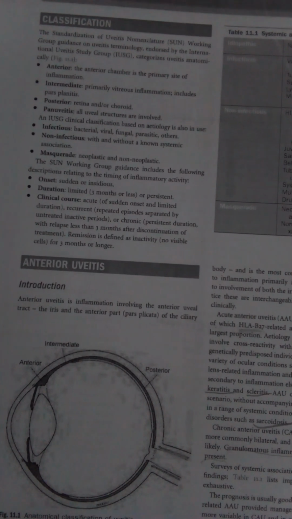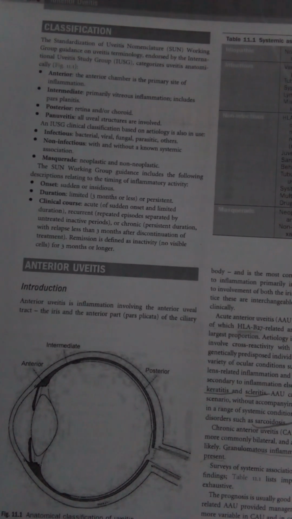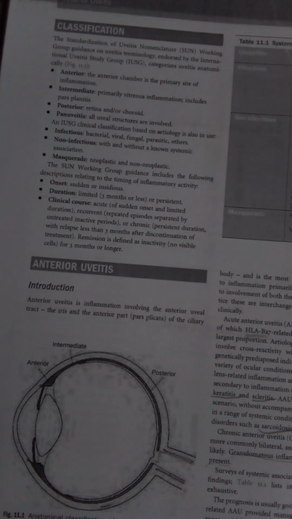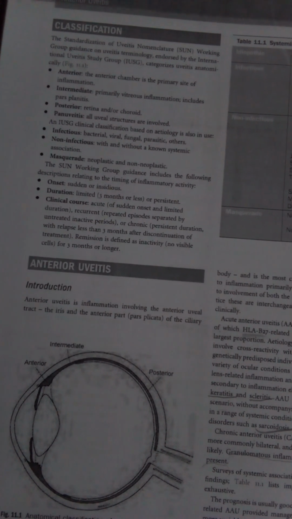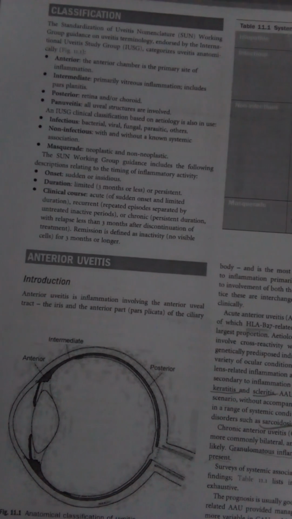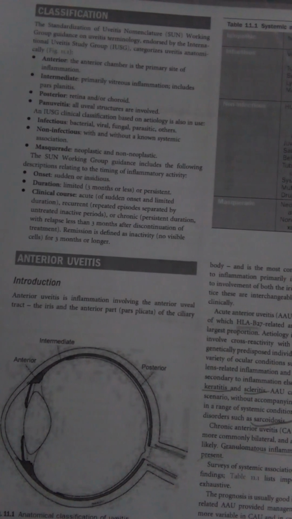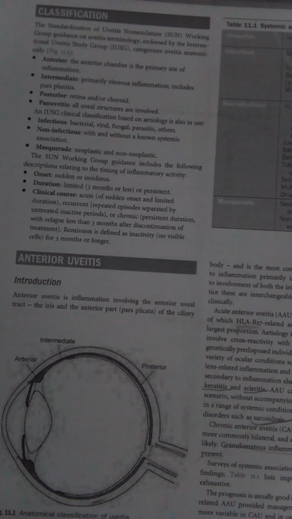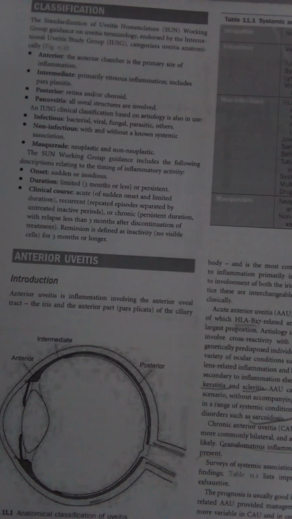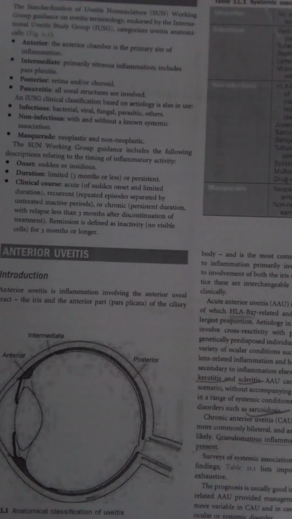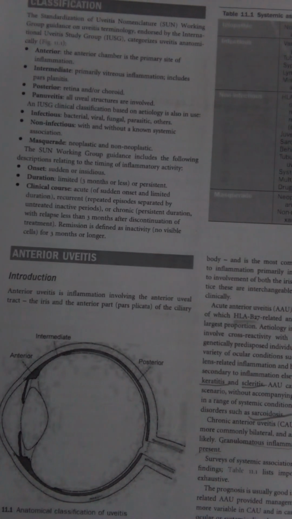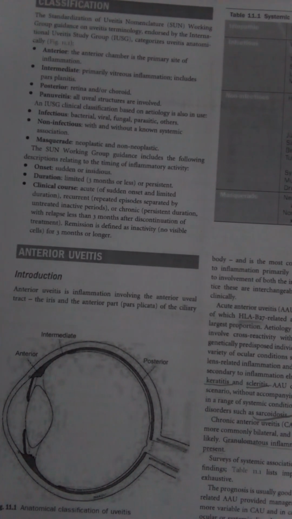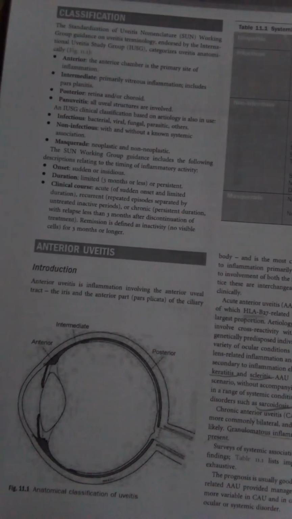The SUN Working Group guidance includes the following descriptions relating to the timing of inflammatory activity: onset, sudden or insidious; duration, limited (3 months or less) or persistent; clinical course, acute (of sudden onset and limited duration), recurrent (repeated episodes separated by untreated inactive periods), or chronic (persistent, with relapse less than 3 months after discontinuation of treatment). Remission is defined as inactivity, no visible cells, for 3 months or longer.